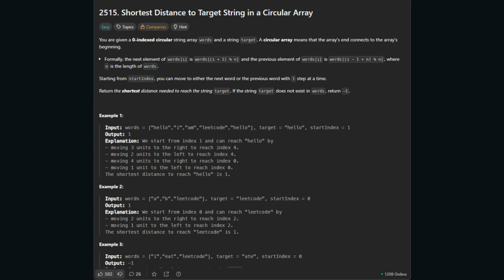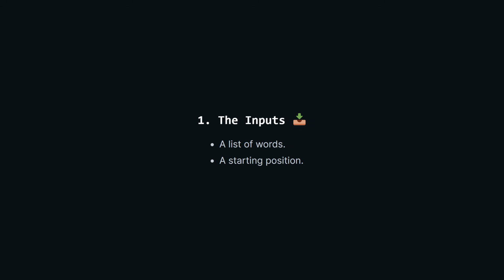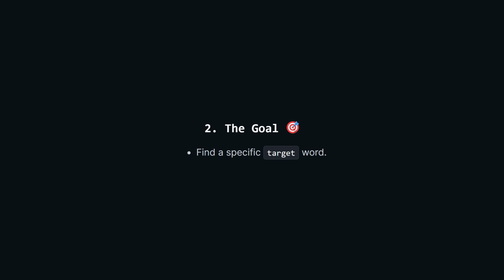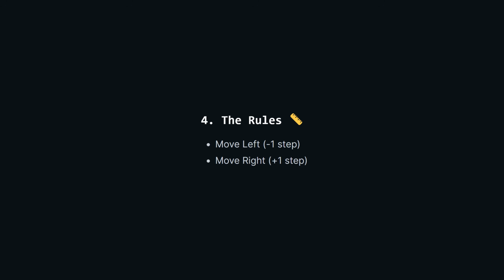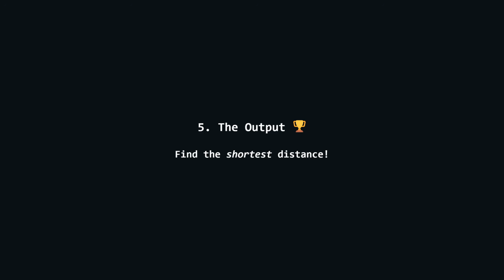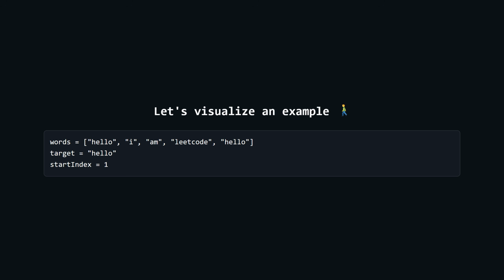It's a little bit wordy, so let me explain the problem step by step visually so it's easier to digest. We are given a list of words and a specific index number indicating where we are currently standing in that list. We're also given a target word that we need to search for within this list. The catch here is that the list is circular. This means going past the end of the list wraps right back around to the beginning. Because it is a circle, we can step forward to the right or we can step backward to the left. Our goal is to figure out the absolute minimum number of steps it takes to reach the target word from our starting position.